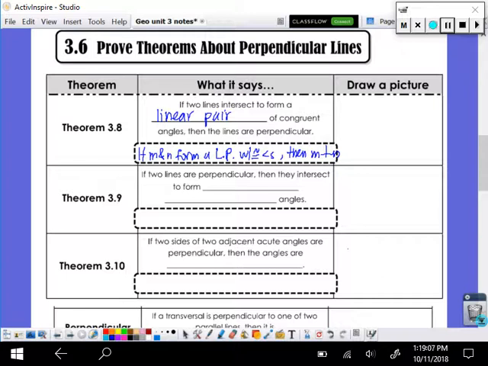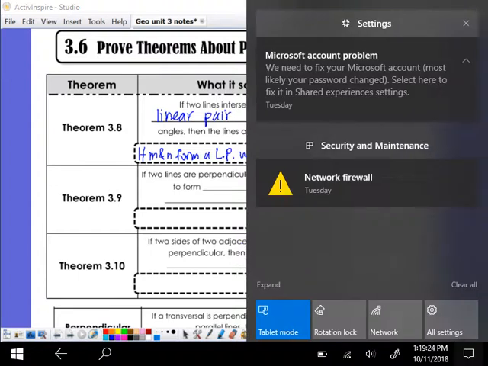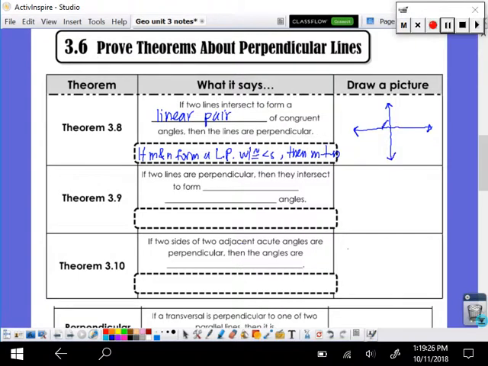So our picture, we need two lines intersecting. We need two angles that are congruent. So we'll say this angle is congruent to this angle. Since those two are congruent, this is forming a linear pair, so how many degrees are both of these angles? They're both 90. So that means that our two lines, M and N, are perpendicular.